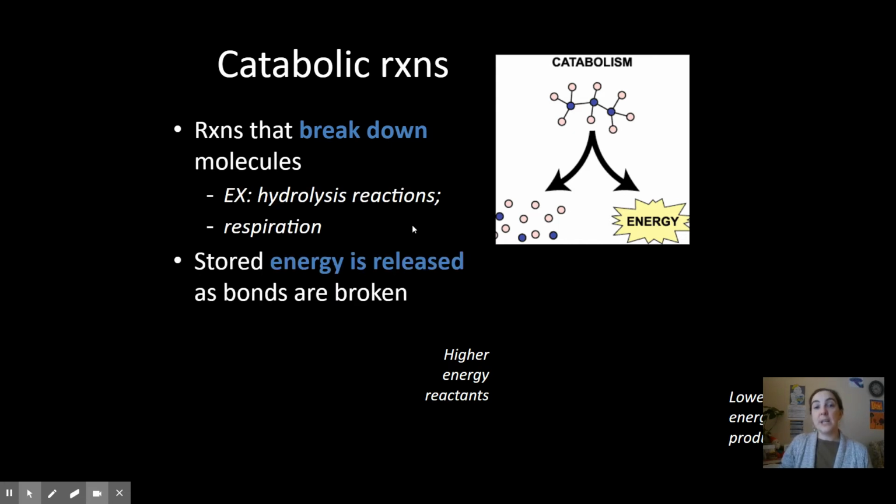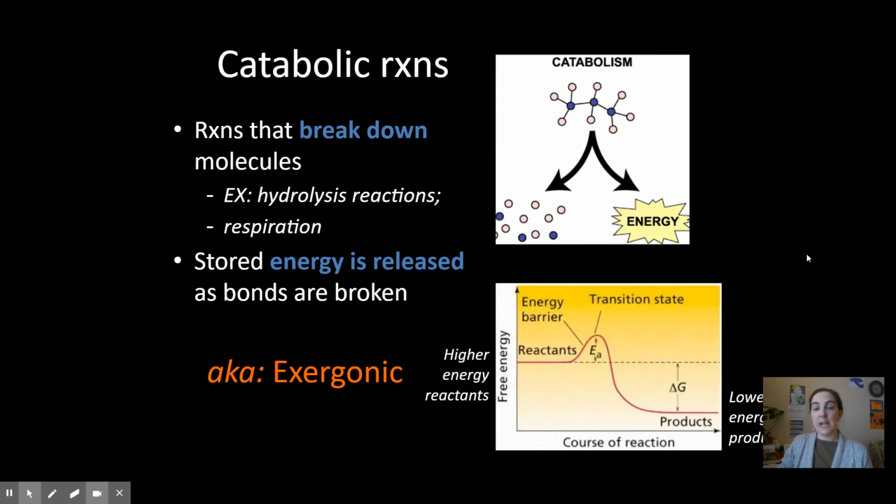So again, some examples of this are hydrolysis. Remember, hydrolysis is the opposite of dehydration. That's where we put the water back in, which breaks that bond and separates it into its component parts. Or something like cellular respiration, where we take a big molecule like glucose and break it down into smaller pieces in order to release energy. So this is an example of an exergonic reaction. The energy is exiting that reaction.